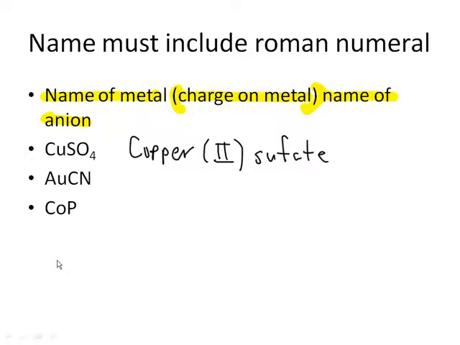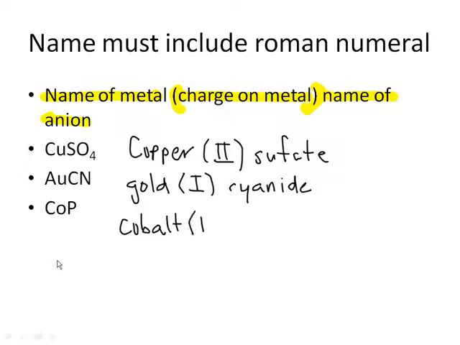Gold, we decided had a +1 charge. So this is gold, Roman numeral 1 in parentheses, cyanide. Cobalt had a +3 charge. So cobalt, Roman numeral 3. And we're going to name our anion, which is phosphide.